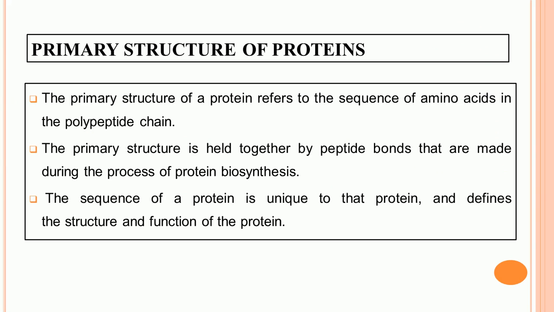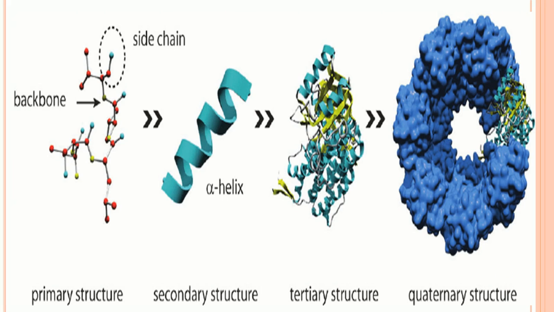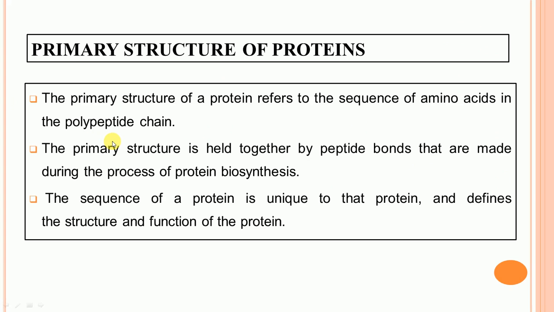the primary structure refers to the sequence of amino acids in the polypeptide chain. You can see here there is also a polypeptide chain which is present between all these amino acids, all these protein molecules. The primary structure is held together by peptide bonds that are made during the process of protein biosynthesis. The sequence of a protein is unique to that protein and defines the structure and the function of the protein.